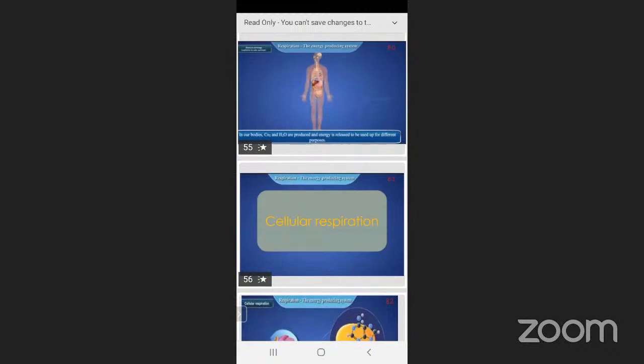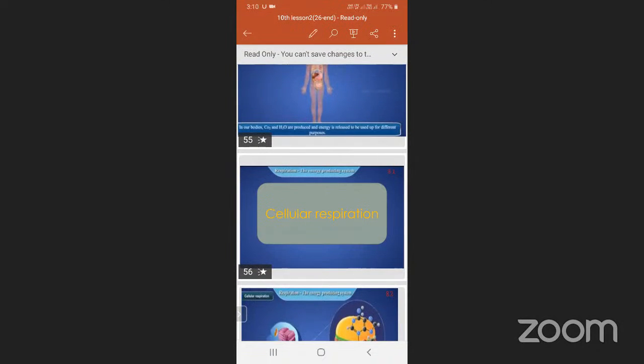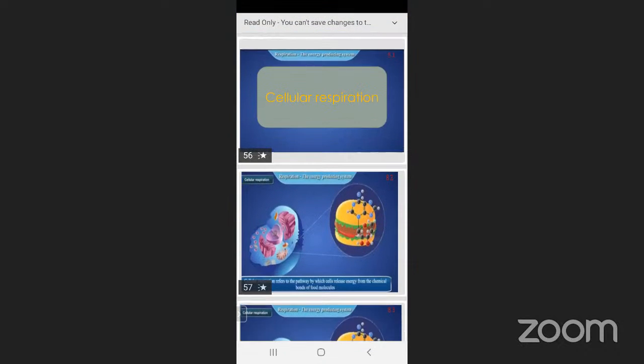Okay, the next topic is cellular respiration. As we used this word cellular respiration up to now, along with that we said that carbon dioxide and H2O are produced and energy is released. That released energy can be used up for different purposes. So what is cellular respiration?